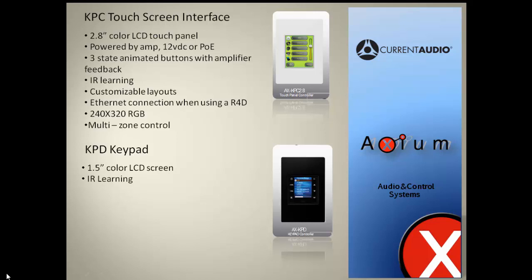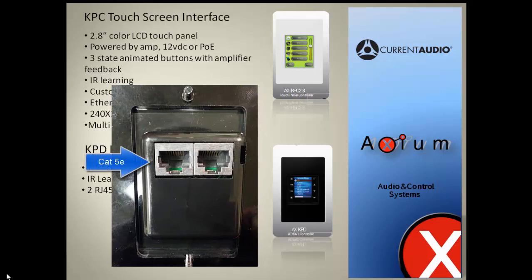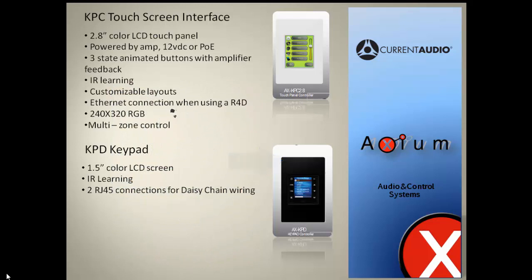1.5 inch color LCD screen on here. IR, same IR learning capability. I can learn to the keypad, or I can learn to the software through the keypad. Has two RJ45 connections for daisy chaining wire. In other words, I can connect a keypad here, connect another one in the back of here to go to a second or third keypad. That way you don't have to home run all of the wires for the keypad. You can run one keypad to the living room, dining room, kitchen by daisy chaining them. You simply tell which keypad it is within the Axium Portal software.